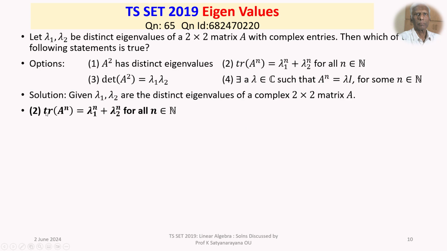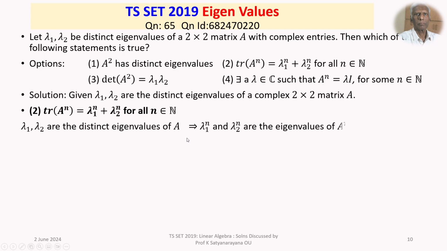Not transpose of, trace of a power n. Sorry. Right. Now lambda 1, lambda 2 are the distinct eigenvalues of A. Then for any natural number n, A power n will have the eigenvalues lambda 1 to the power of n and lambda 2 to the power of n. It is a very well known result.